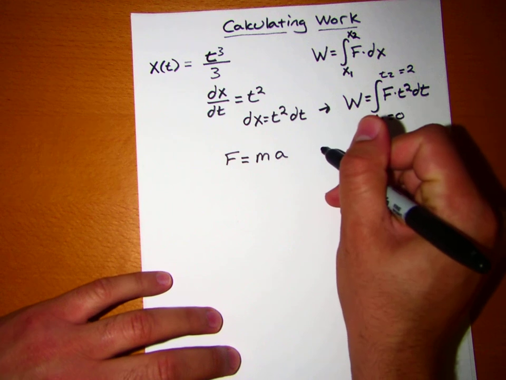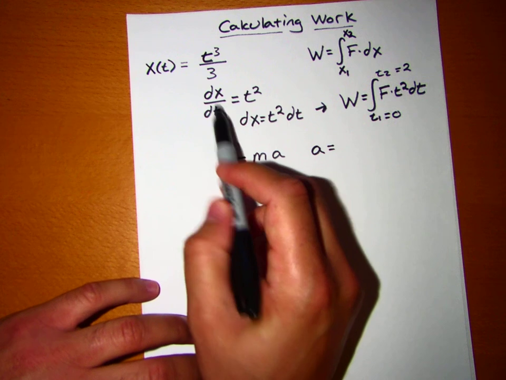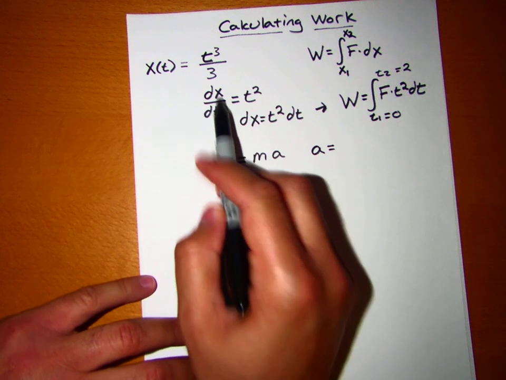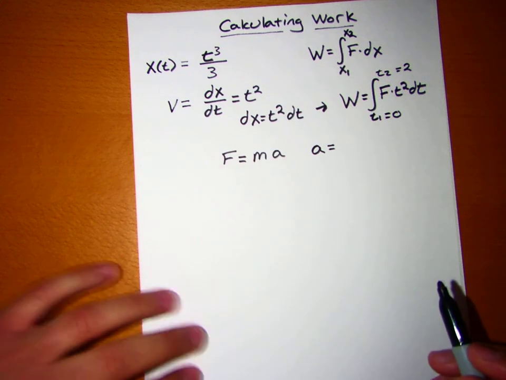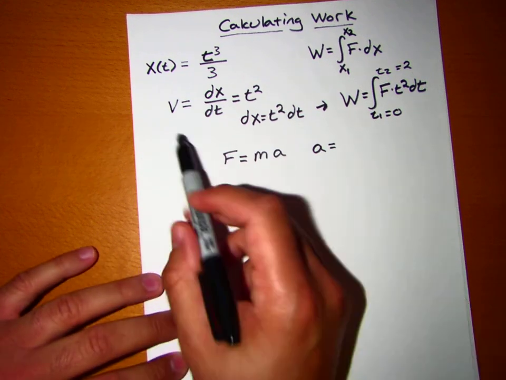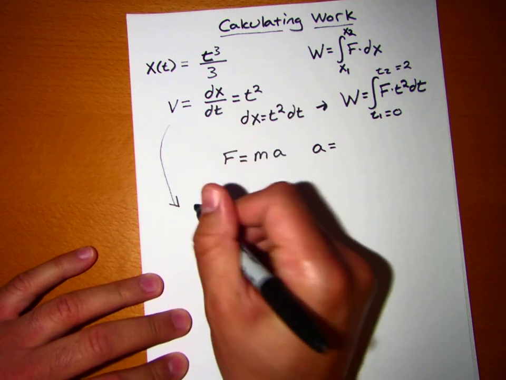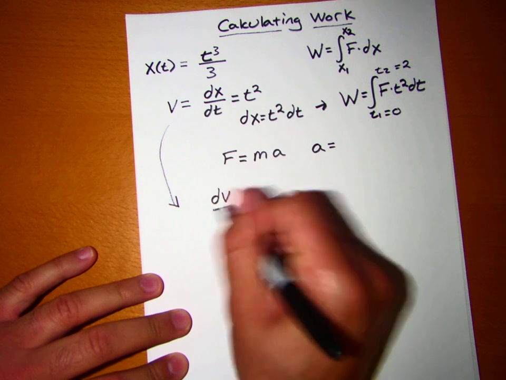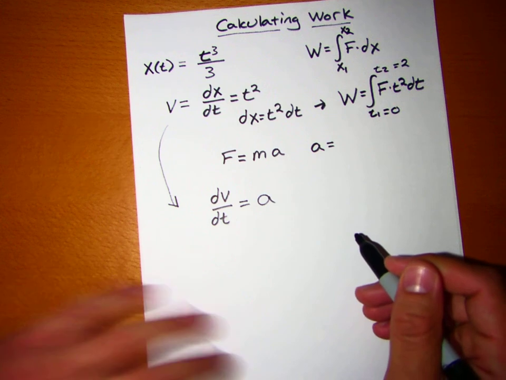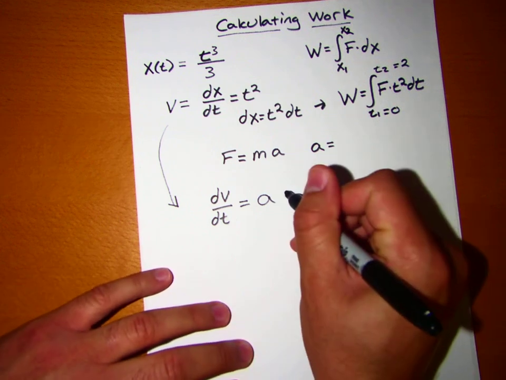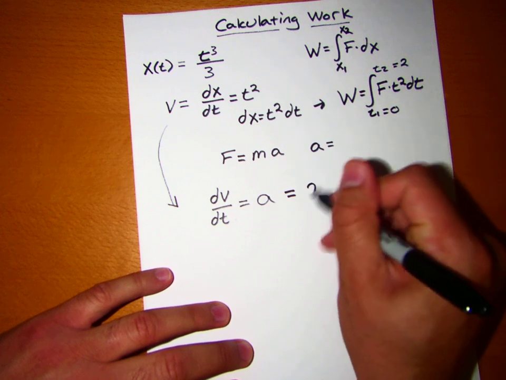We know that acceleration, well, let's look up here again, actually, at the derivative we took of displacement. Remember, the derivative of displacement is just speed, or velocity. Okay? And if we take the derivative of speed, velocity, that is acceleration. So acceleration is just the derivative of speed with respect to time, and that is going to be the derivative of t squared with respect to time, so that's just going to be equal to 2t.